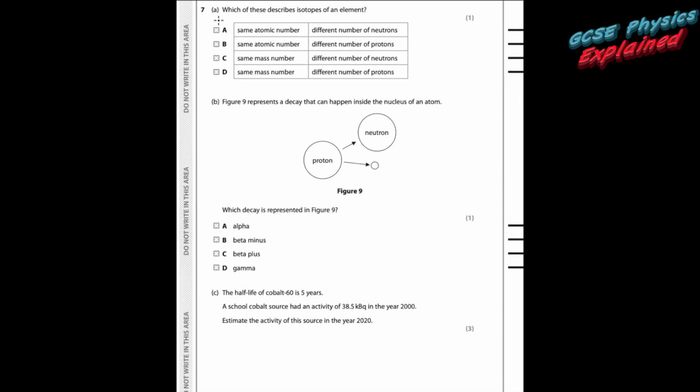Question 7. Part A. Which of these describes isotopes of an element? Right. Well, an isotope has got the same atomic number, so it's either that one or that one, and it will have a different number of neutrons, so it's that one. Part B. Figure 9 represents a decay that can happen inside the nucleus of an atom. Proton firing something out to become a neutron. Which decay is represented in figure 9?